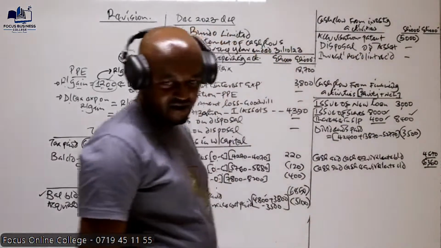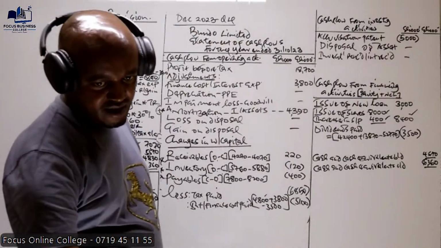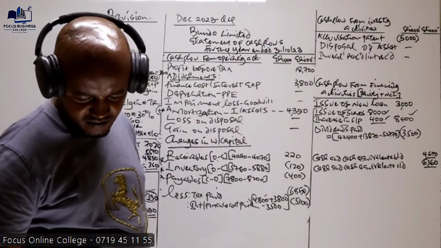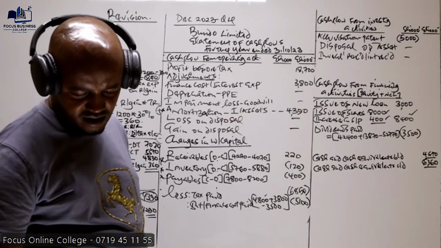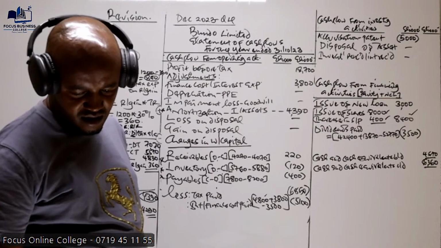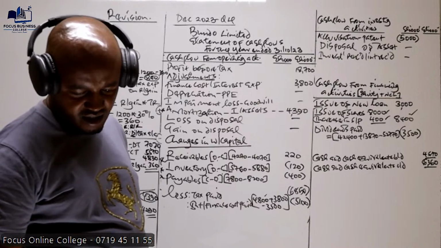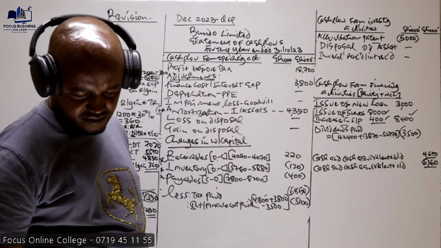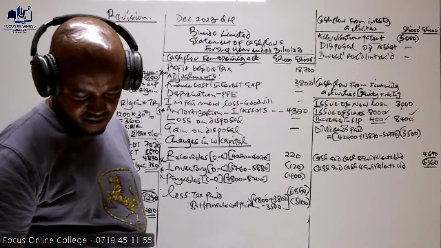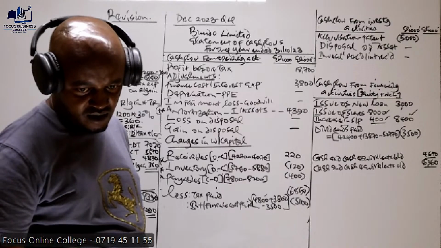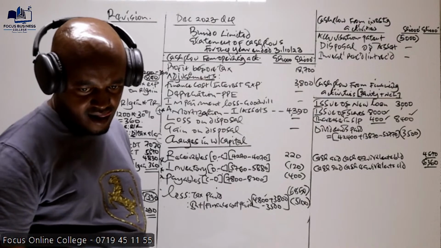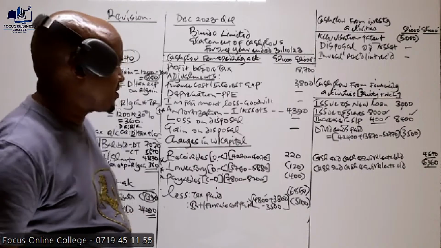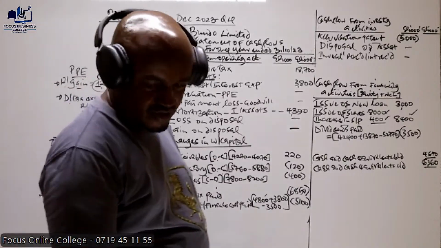And I'm getting what? I'm getting 3,500. Is that what you're getting, 3,500? Yes. So I think that's what we have at the equity.